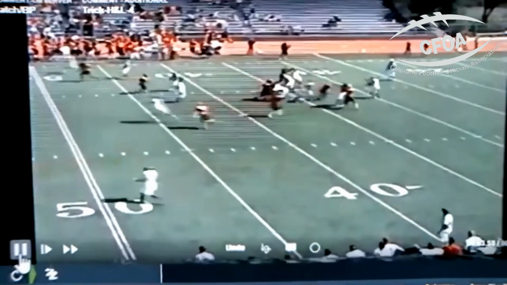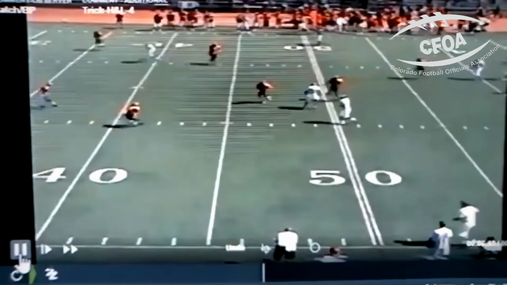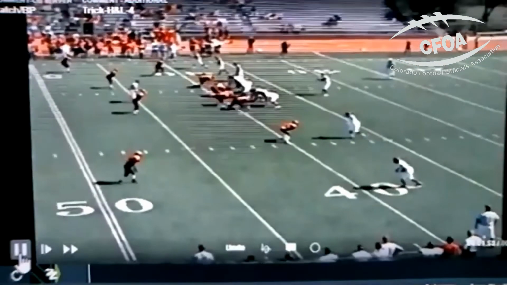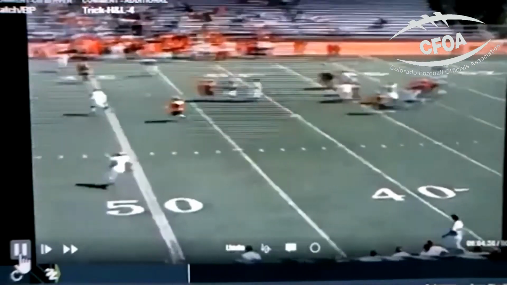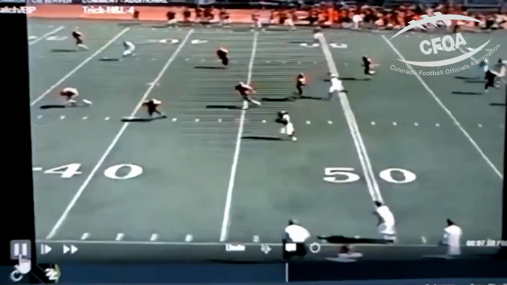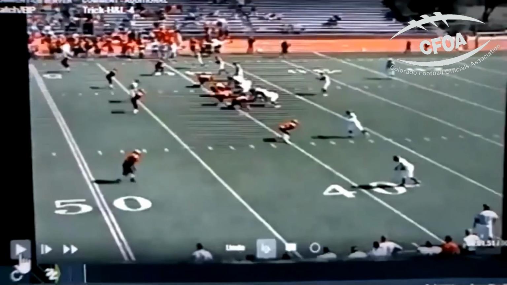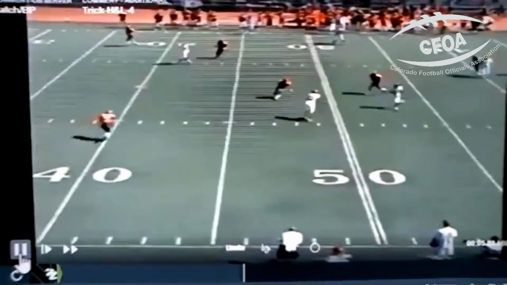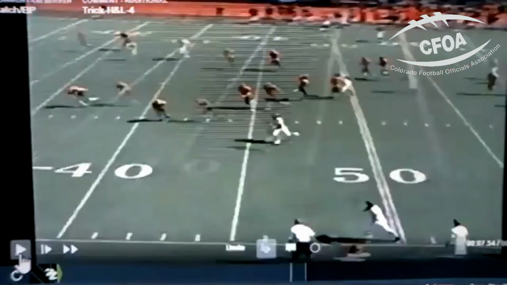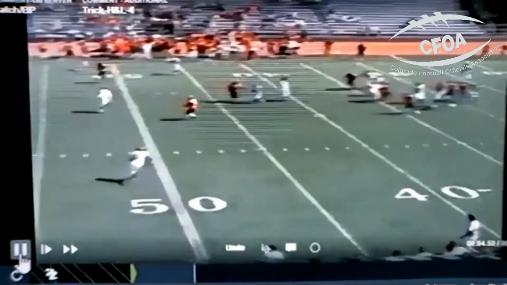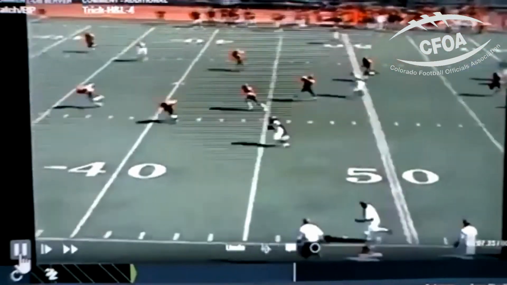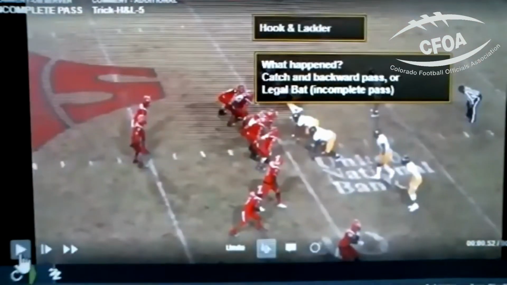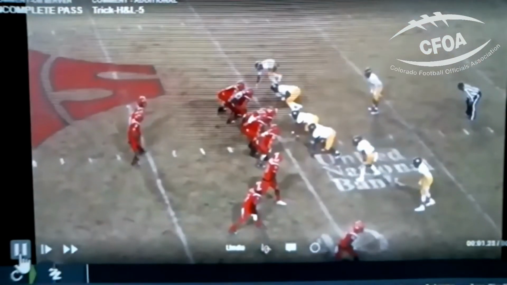So in this one, it looks like he caught it and was able to throw it to the trailing receiver. He does actually take a few steps. He's got control of the ball, and he throws a direct backward pass to a player that's expecting the ball. This is legal execution of the hook and ladder play. Okay, on this one, the ball hits the ground.